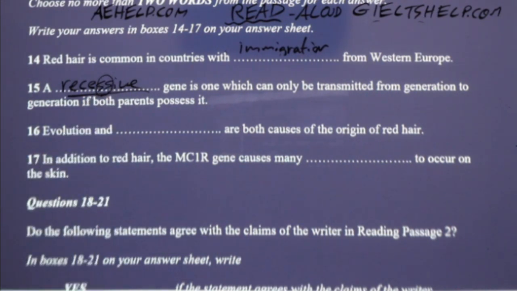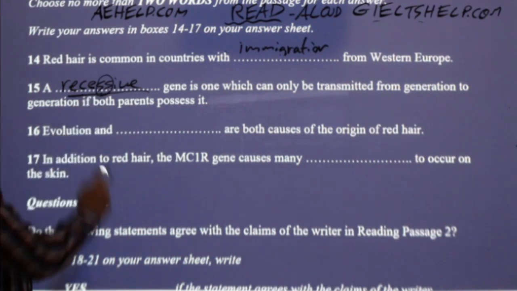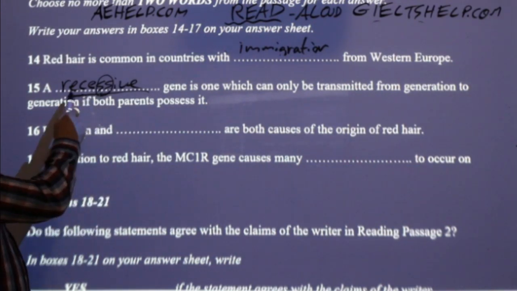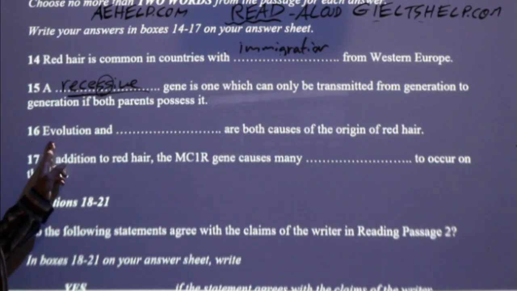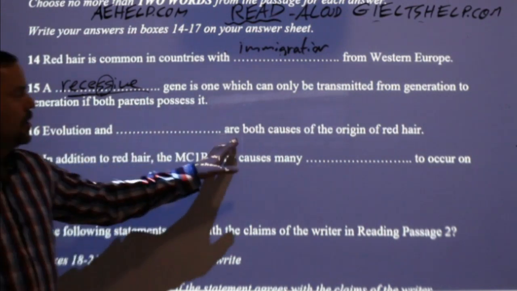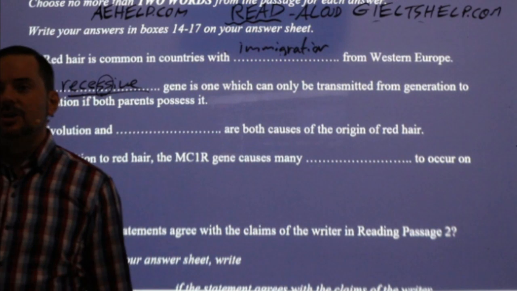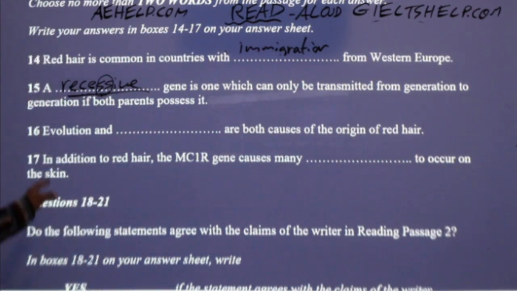And it's interesting because this is a C sound, and this kind of sounds like a strong C, but it's two S's. Recessive. Okay? All right. Number 16, evolution and something are both causes of the origin of red hair. What do you think is the answer for number 16?